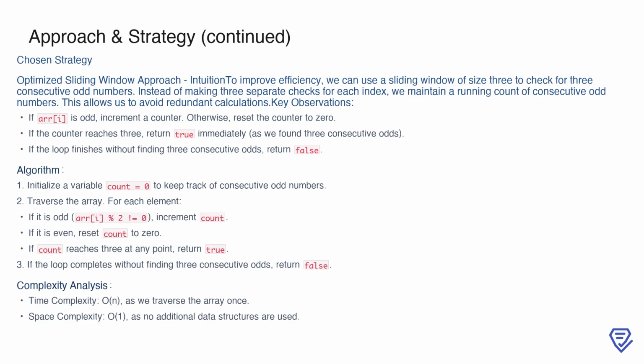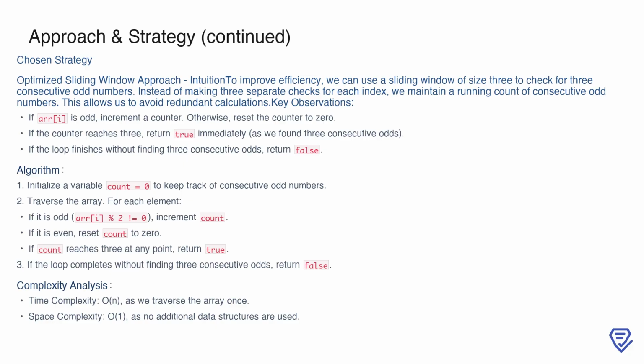Now, to optimize the solution, we can use a sliding window approach that eliminates redundant calculations. Instead of checking 3 separate elements for each index, we can maintain a running count of consecutive odd numbers. As we traverse the array, we check whether each element is odd. If it is, we increment a counter that keeps track of consecutive odd numbers. If we encounter an even number, we reset the counter to 0 since the streak is broken.